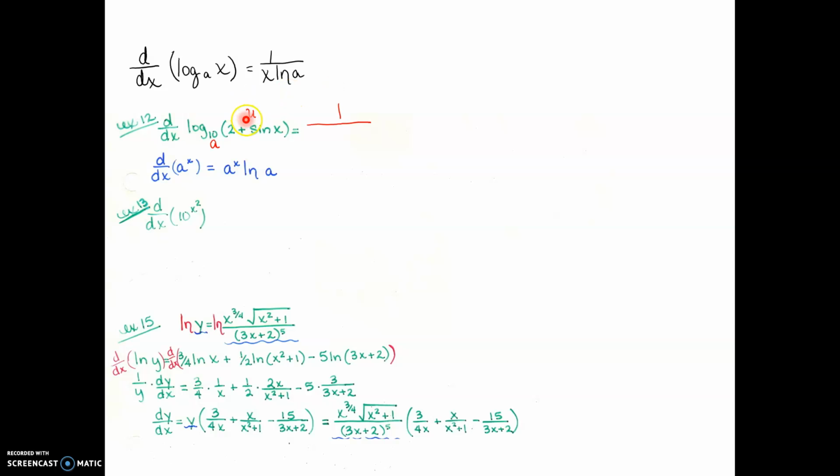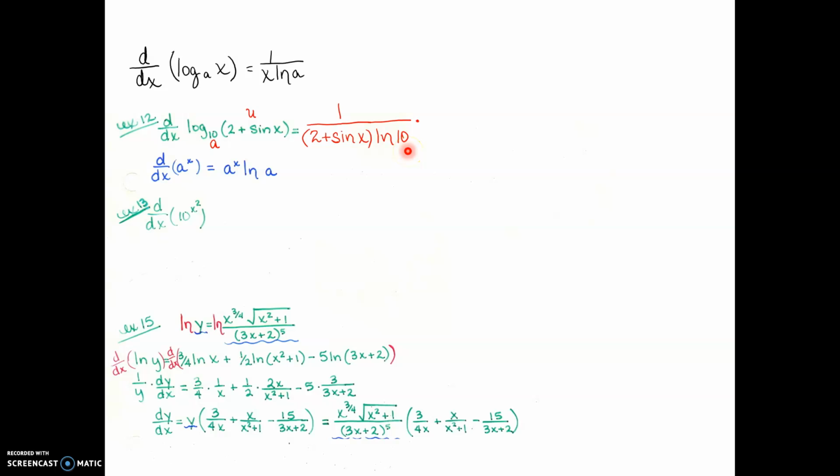All right, so let's go ahead and look at this one. If this is going to be our u, and our base is going to be our a, we could say that's going to be 1 over u ln a. So for us, our u was 2 plus sine x, and our a was 10. So 1 over u ln a.